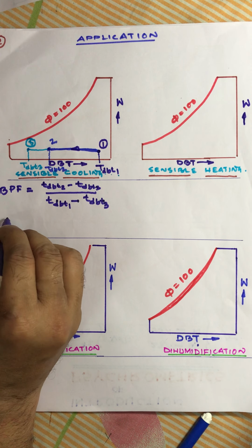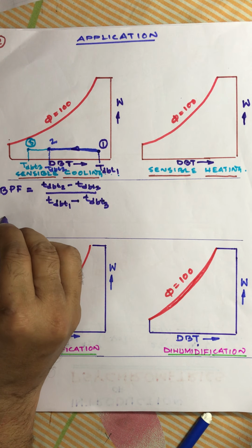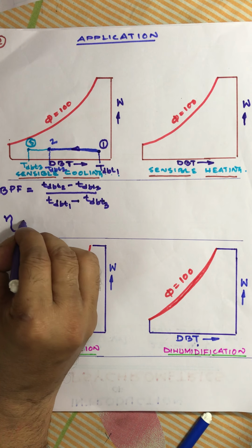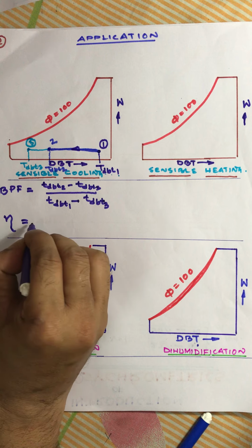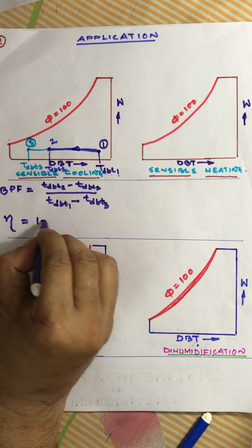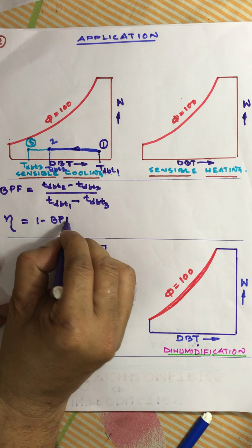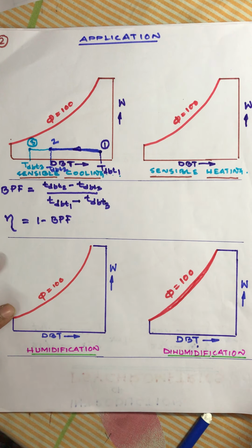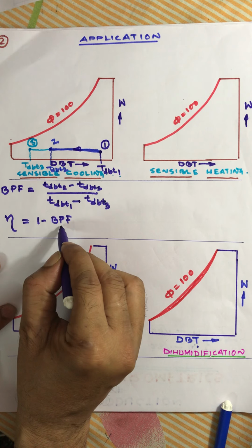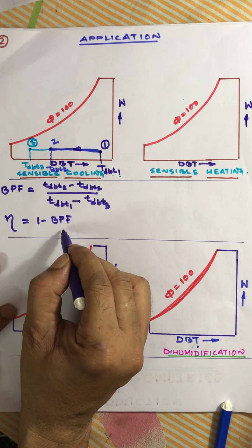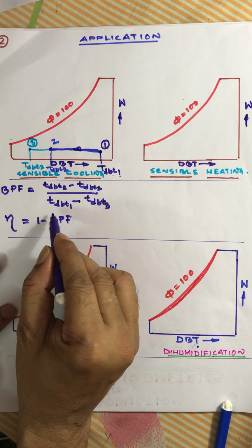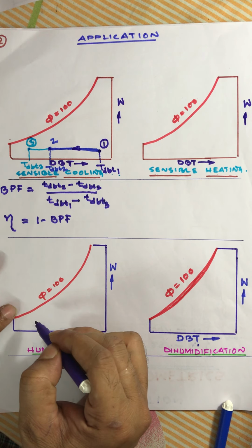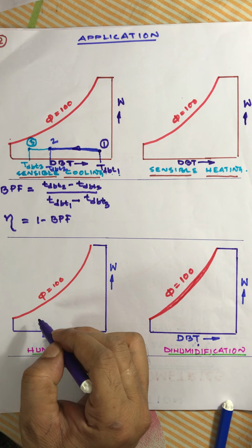And there is a very intrinsic relation between efficiency of the cooling coil and bypass factor, which is nothing but 1 minus bypass factor. That will be very easy to understand. If you put the value of bypass factor here, you can easily understand what is the effect and due to what we have to invest how much amount of energy. That is the efficiency, we know that.